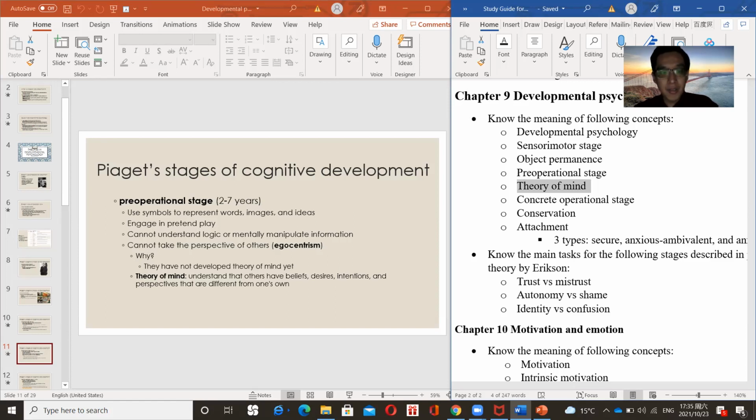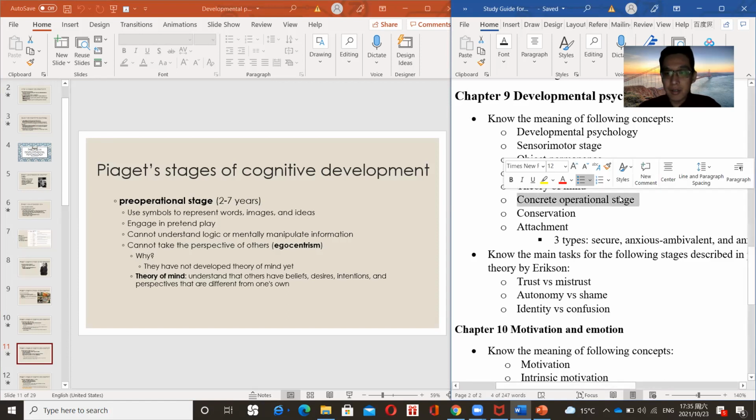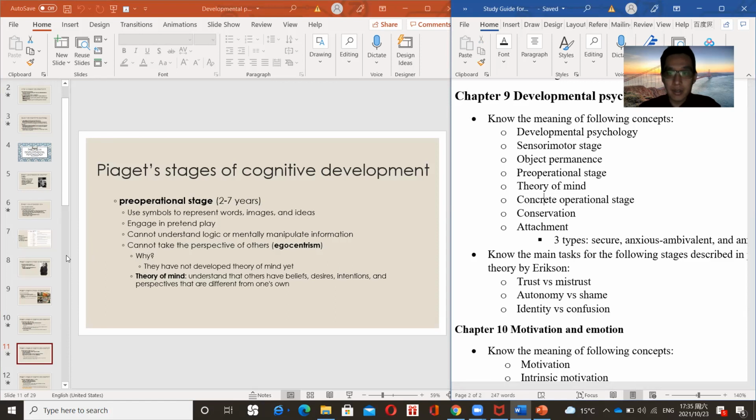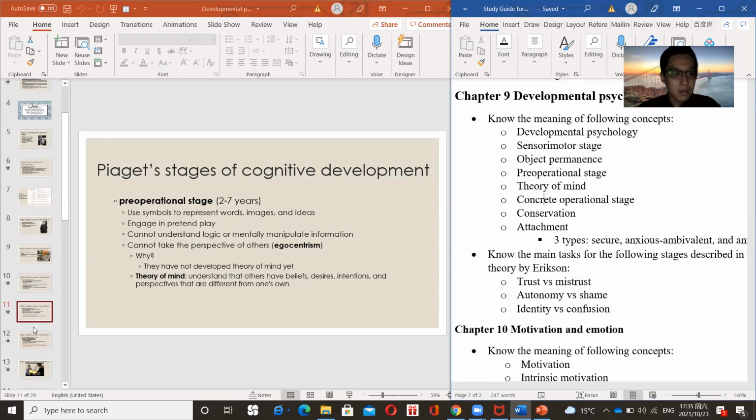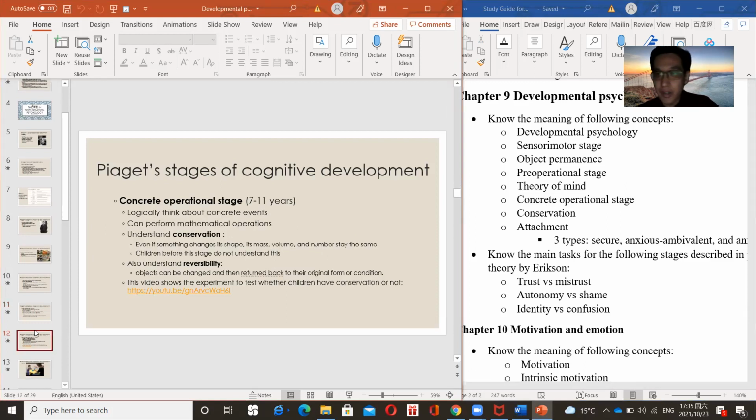If they understand theory of mind, they will understand that everyone has a unique perspective. Everyone's mind is unique, different from any others. And the next stage is called a concrete operational stage. That is the third stage. It's from 7 to 11 years old.